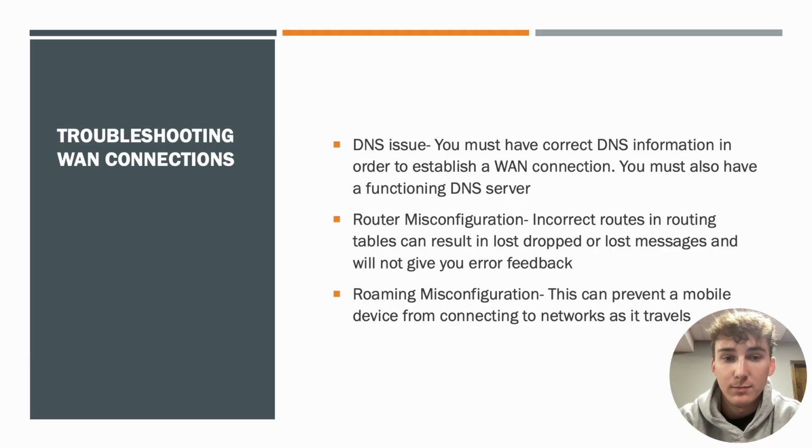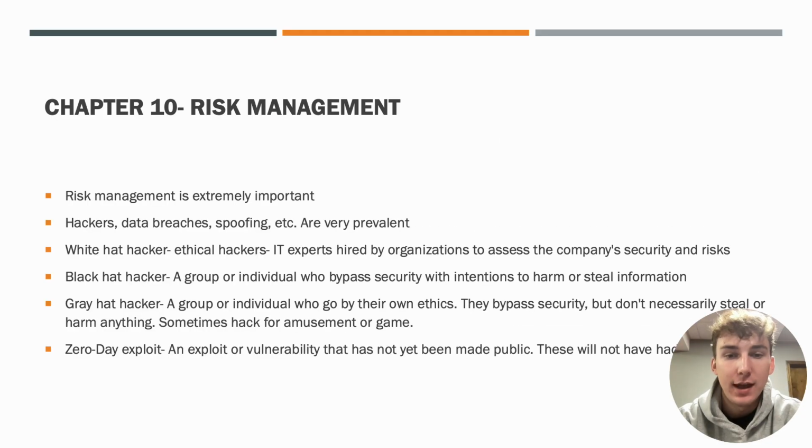There's also router misconfiguration, where incorrect routes in routing tables can result in dropped or lost messages, and it will not give you any error feedback. And then there's roaming misconfiguration, which can prevent a mobile device from connecting to networks as it travels throughout the networks. So chapter 10 is all about risk management.